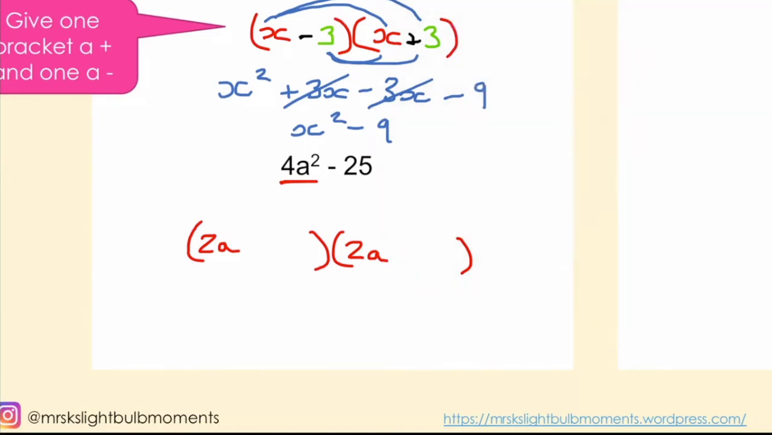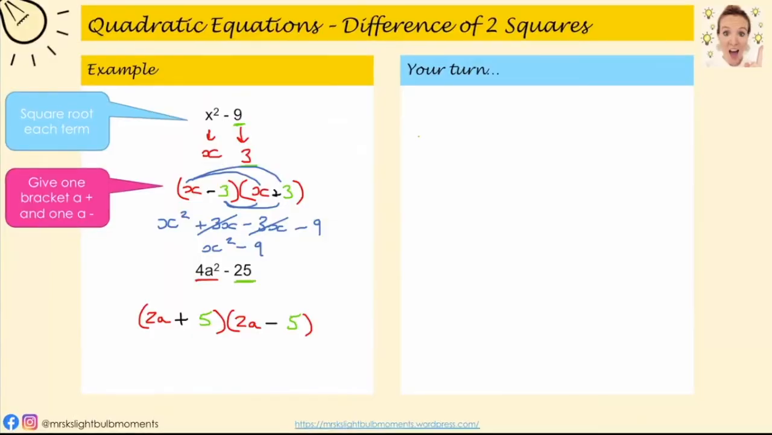Then I want the square root of my 25. The square root of 25 is 5. So I can just put a 5 at the end of both brackets. And then we just need to give one a plus and one a minus. Really doesn't matter which way around. If you checked that, you would get back to 4a squared minus 25 after expanding. Okay, so it's just the square root of each term with a plus and a minus in the different brackets. Have a go and see how you do. You've got a simpler one to start with and then a slightly more challenging one.